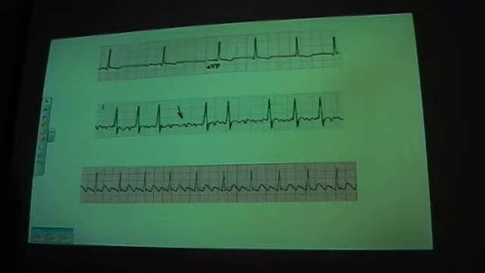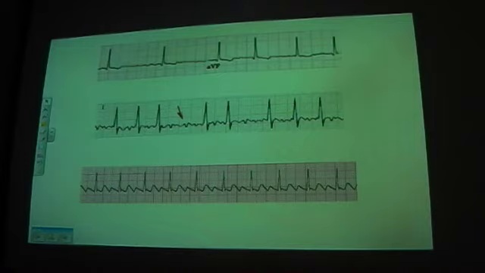So if you're looking at it from the start, does it look like it's regular in rate? Regular rhythm? No, it doesn't look very regular. Can you see any obvious P waves? No. So what are you thinking? Yeah. And then the second one, using the same kind of approach.